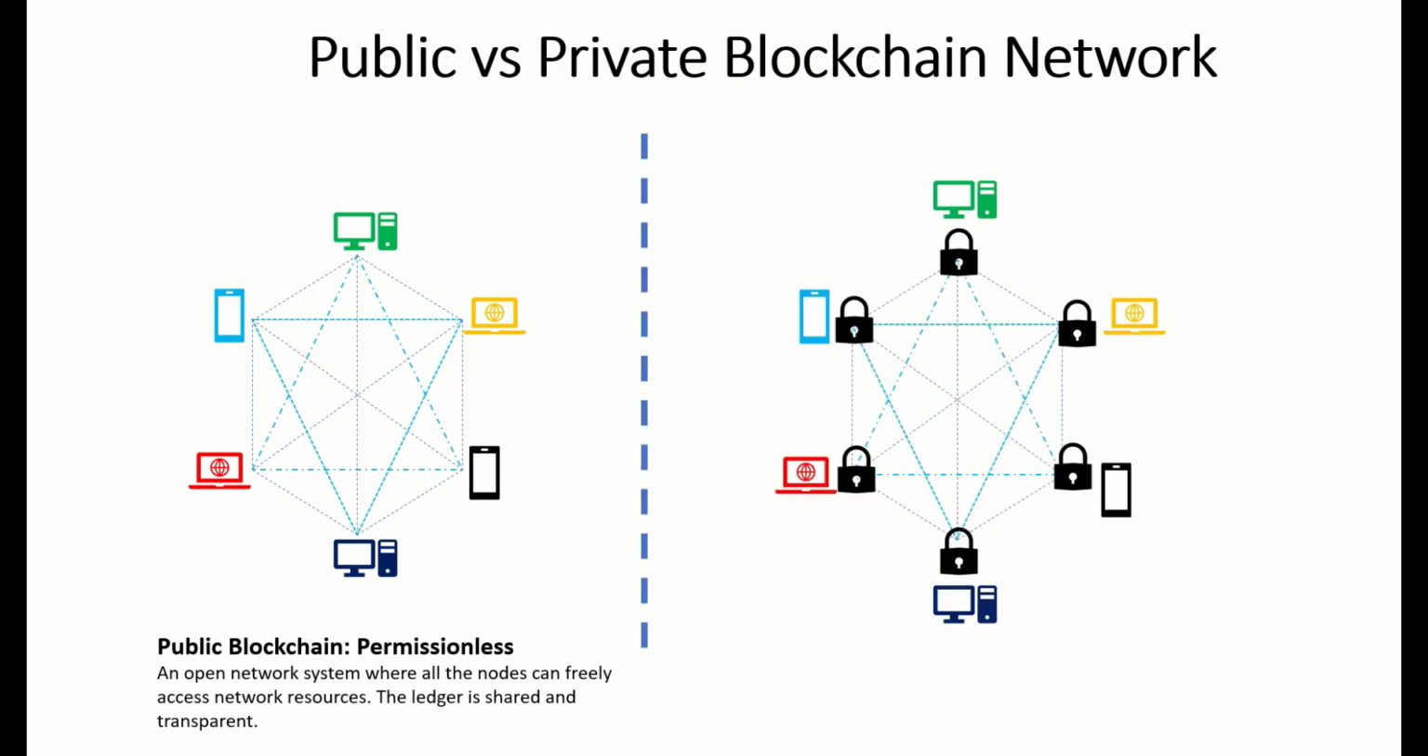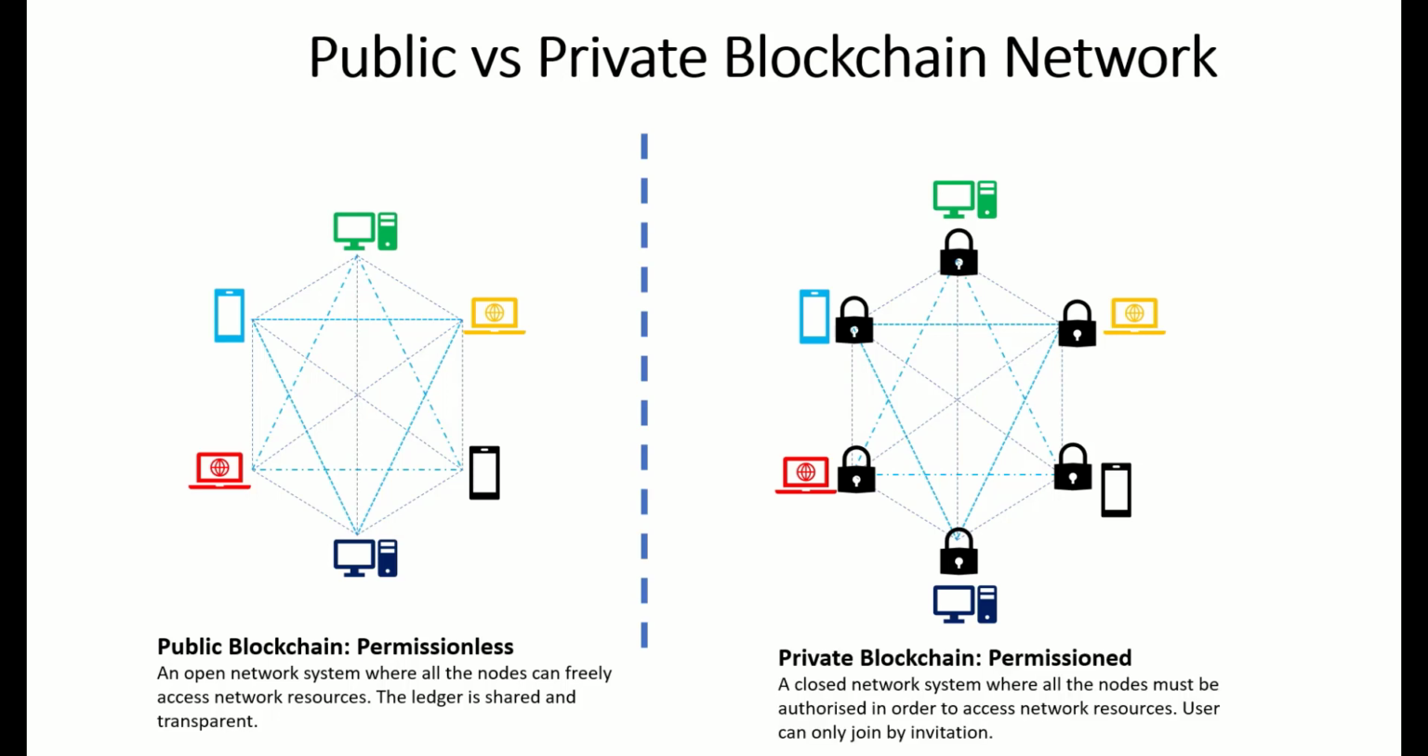Now, in contrast, a private blockchain is restricted. It's basically the same architecture, but has restrictions, and only permitted members of the nodes can access the resources. It's a closed network, and users can only join this network by invitation. So this basically is the difference between the public and the private blockchain networks.